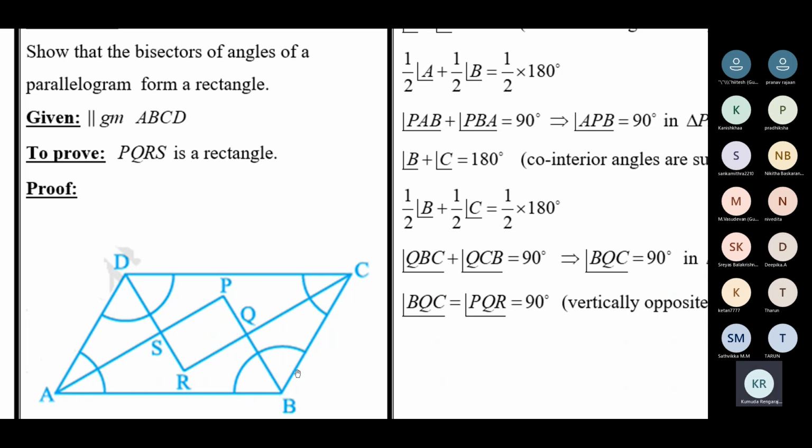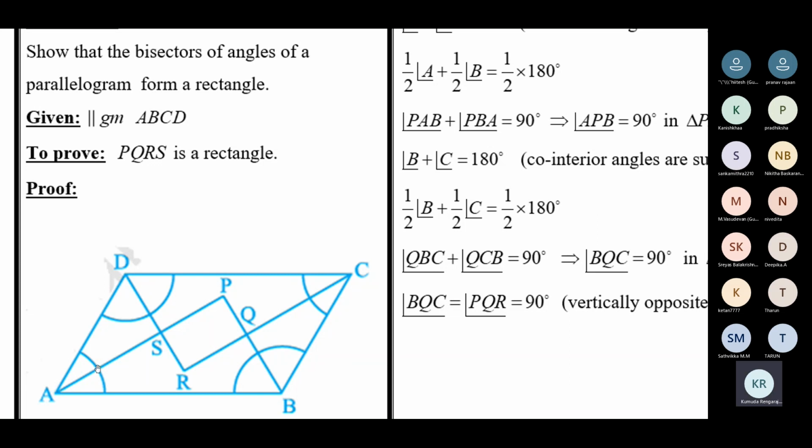BP is the bisector of angle B. So you can say that the bisectors of angle A and B will intersect. So the bisectors of angle A and B intersect at P. The bisectors of angle B and angle C intersect at Q.